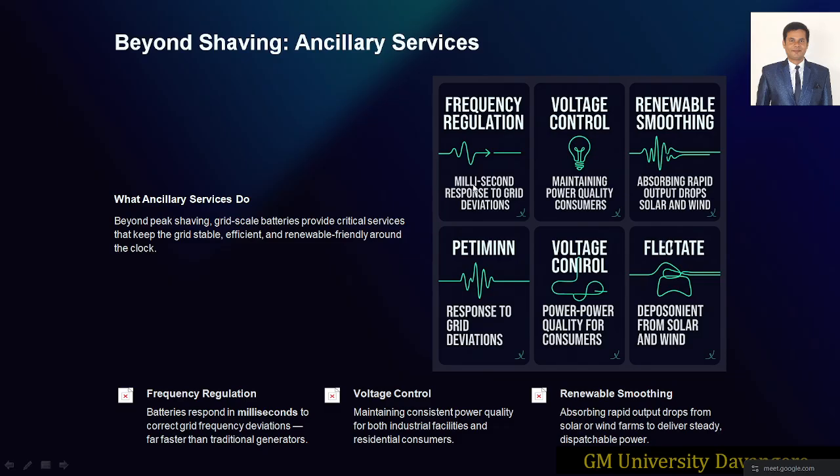So that is also again possible. And also voltage swell and sag. Okay, voltage control, you have to monitor the power quality.